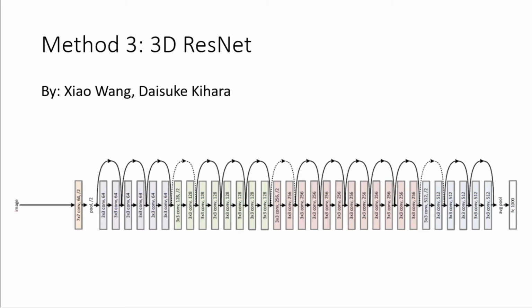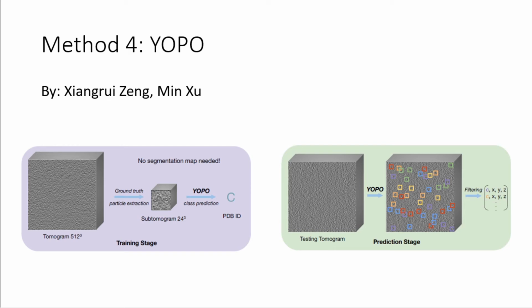Third method, 3D ResNet, is based on residual networks. The authors used ResNet of 20 layers to do semantic segmentation, and later applied majority counting to obtain particle centers. YOPO, or You Only Pool Once, is the fourth approach. In comparison with other methods, it is trained on particle centers and does not require segmentation maps or post-processing.